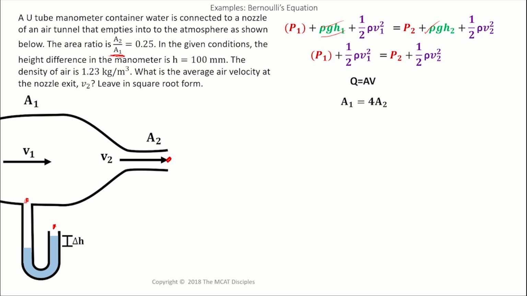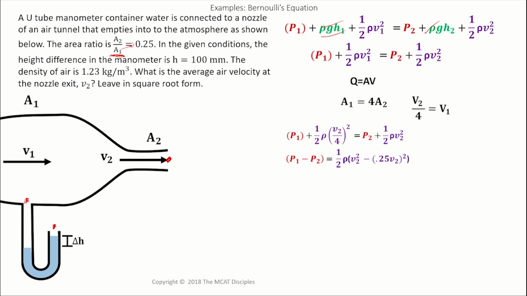I found out that A1 is equal to 4 times A2 just from their area ratio. Just multiply this side by 2. You get A2 is equal to A1 times 0.25. So A2 divided by 0.25 is equal to A1, or A1 is equal to 4 times A2. So that means V2 over 4 is equal to V1. We can plug in V2 over 4 for V1.